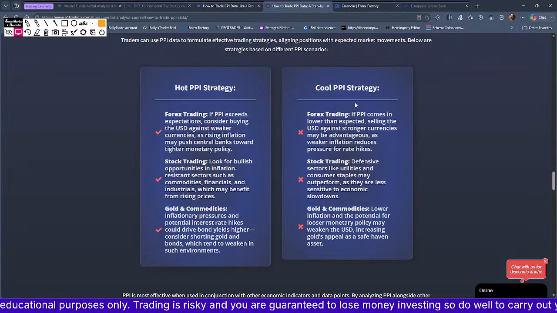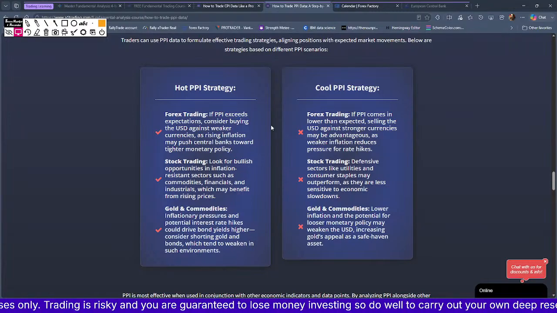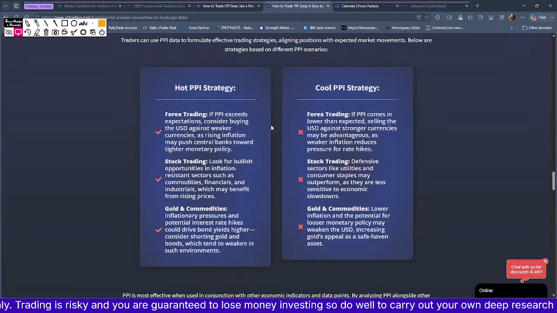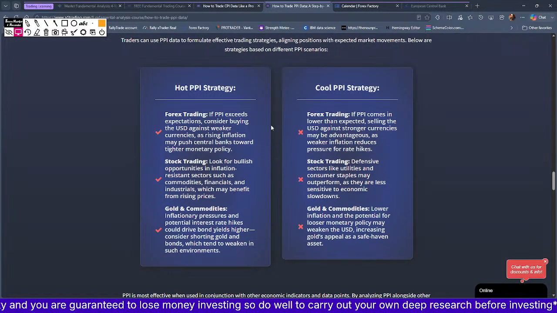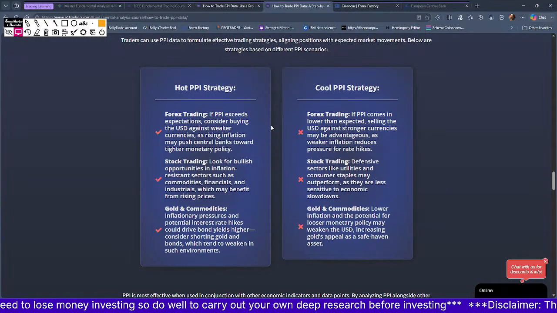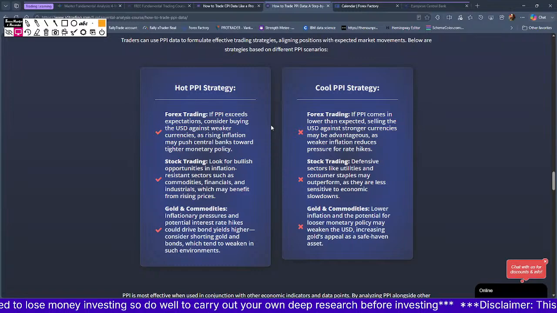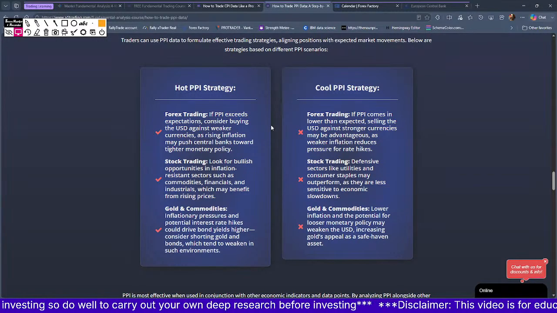Now, a cool PPI for forex traders is actually now doing the opposite. The first time they were buying the dollar, so now they would actually be selling the dollar and taking advantage of other currency. For stock traders, they'll be doing the opposite of looking for bullish opportunities. They will not want to buy anymore. They'll have to defend the small money they have by either scrutinizing their current stock or even taking out of some stock because the economy is about to slow down or is even showing signs of slowing down already.